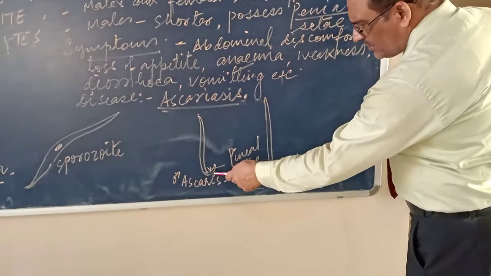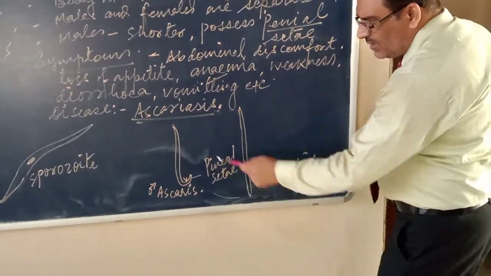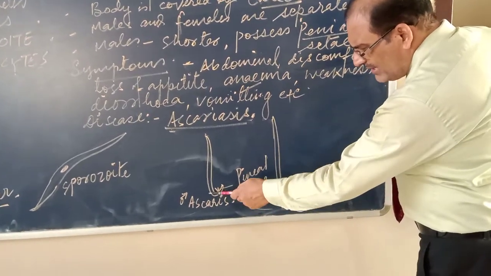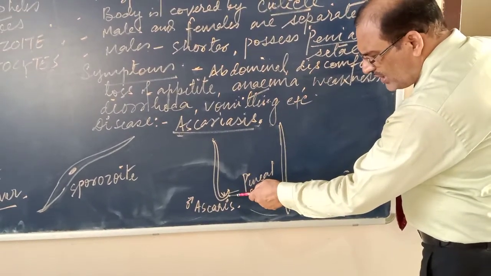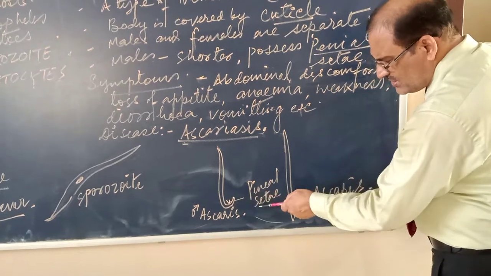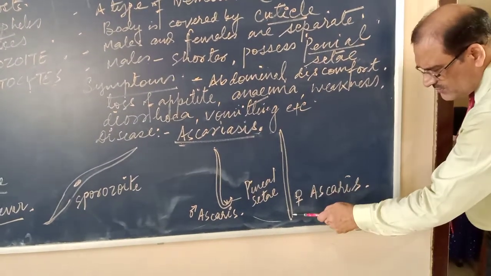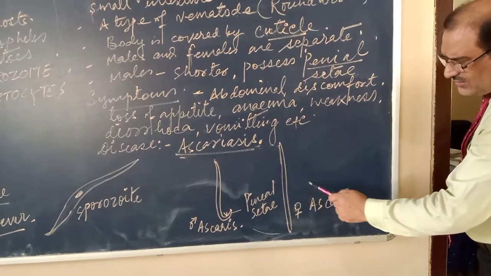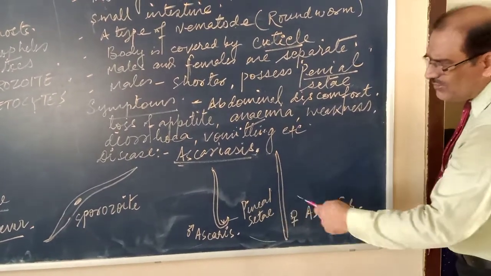Male Ascaris is shorter, female Ascaris longer. The male's posterior side is curved towards the cloaca, and at the cloaca end it has penial spicules. The female has no penial spicules. This way you can differentiate which one is male and which one is female.